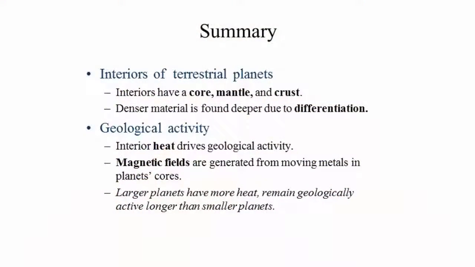So let's go ahead and do a summary of what we've discussed in our lecture today. What are the terrestrial planets like? We saw three main sections: a core, a mantle, a crust. Why are they like that? Well, we explained differentiation. Denser material will work its way to the center, affected more so by gravity. Lighter material will float to the surface and establish these three regions.